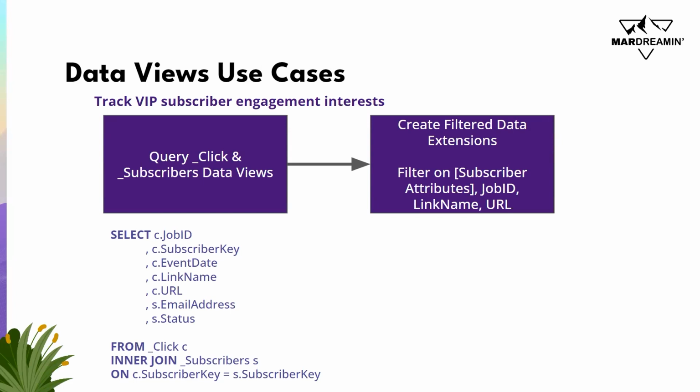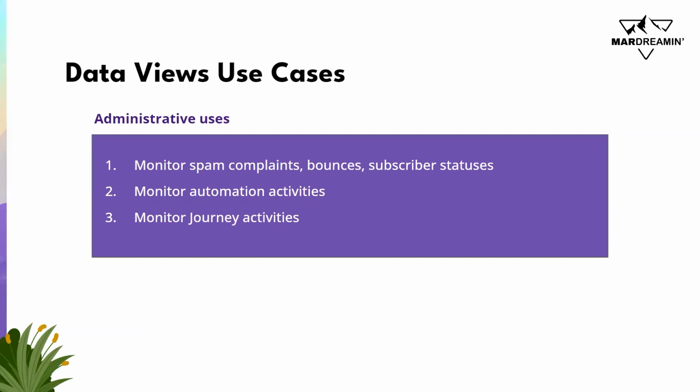Track VIP subscriber engagement interests. You can use data views to track specific people, especially if they're of any significance or importance to your company. Follow their engagement activity within any of your marketing communications to really see what is engaging them. And data views are not only for marketing activities, you can also put them to use for any administrative or operational purpose. You can monitor spam complaints, bounces, or subscriber statuses. You can even monitor automation and journey activities within your account as well.